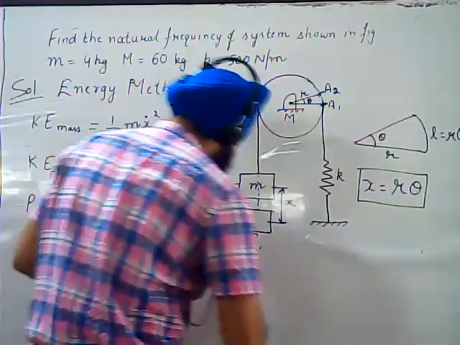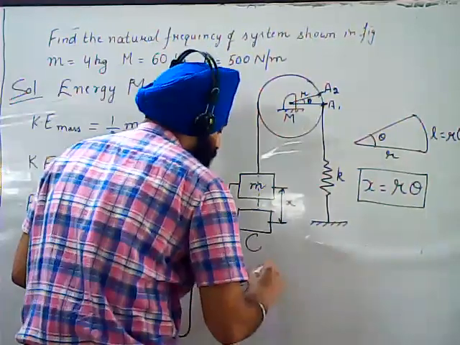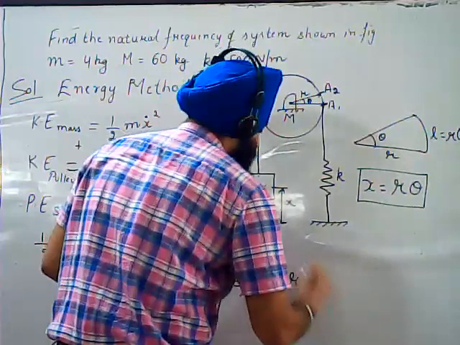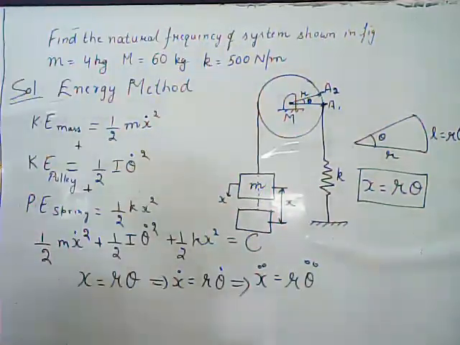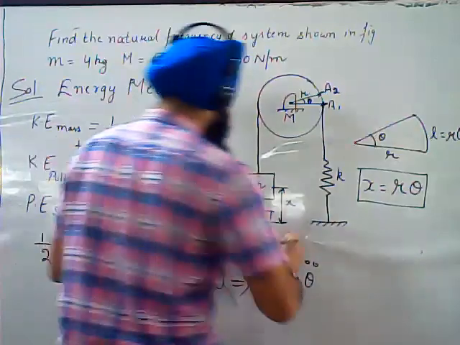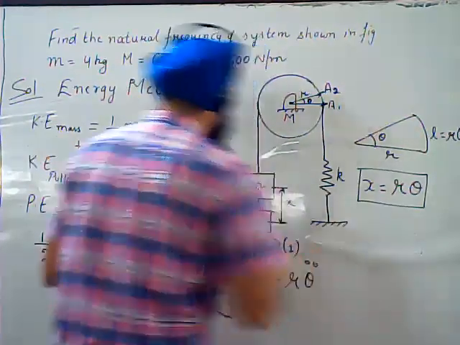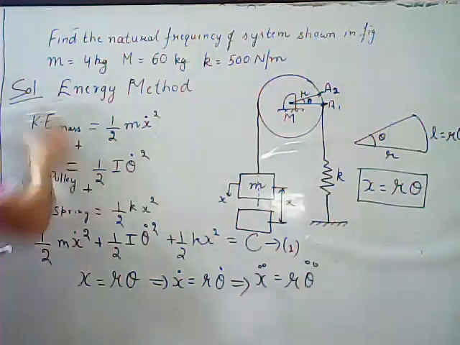Similarly, differentiating this equation again, x double dash will be equal to r into theta double dash. So put all these values in equation number 1.